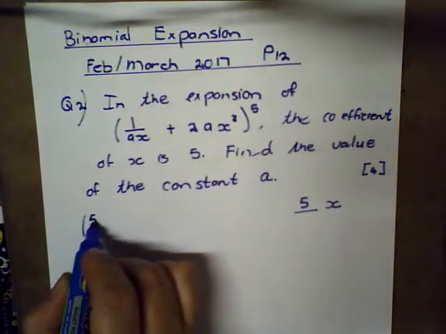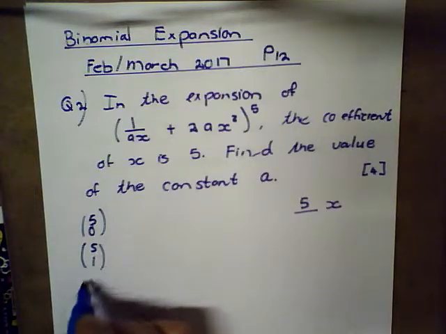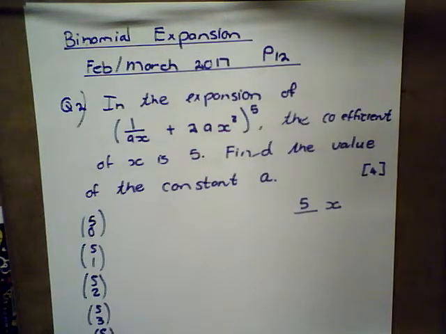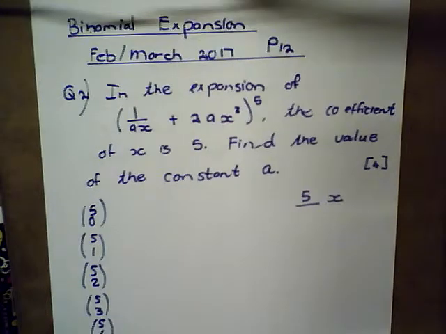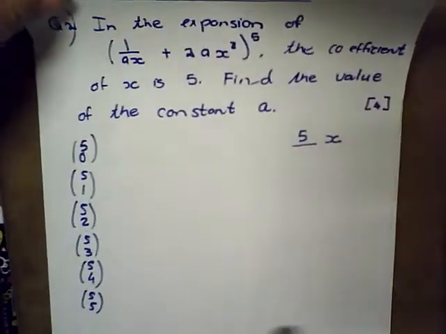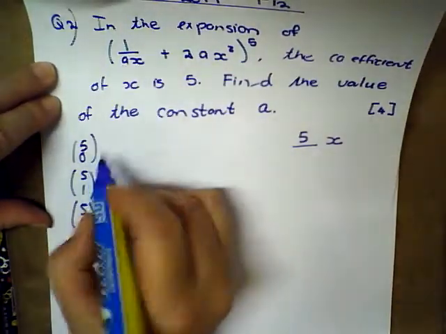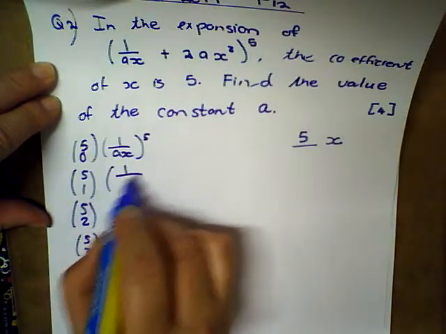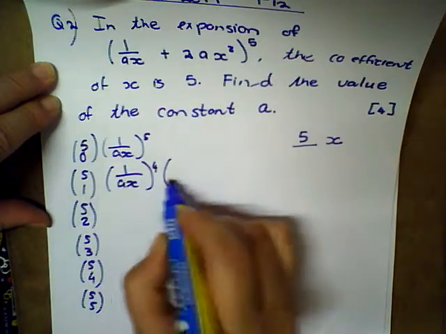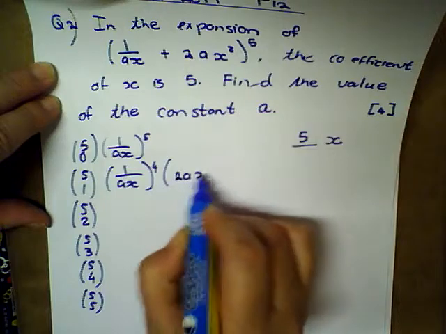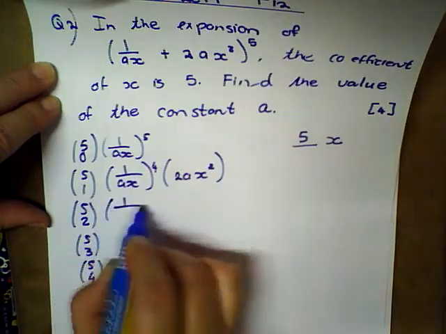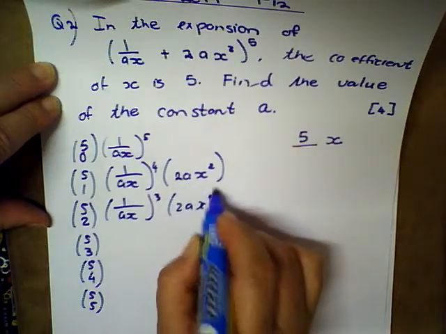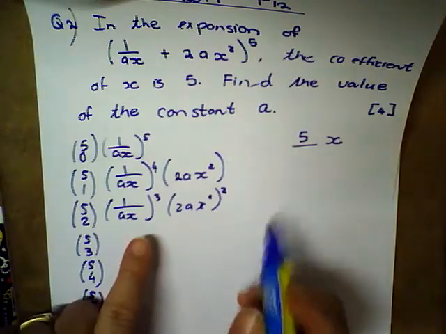So we'll start with 5C0, 5C1, 5C2, 5C3. I'm just putting the framework down, and 5C5. Okay, let me move it up slightly. You can see there. Then I'm taking this leading term. The leading term will be (1/(ax))^5. The next one would be (1/(ax))^4, and my second term would be 2ax². Then (1/(ax))^3, (2ax²)². Wait, I want x.